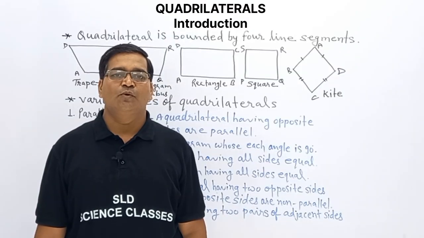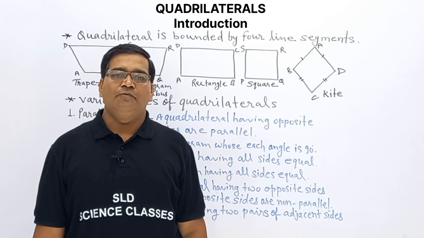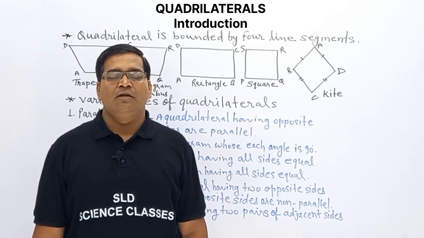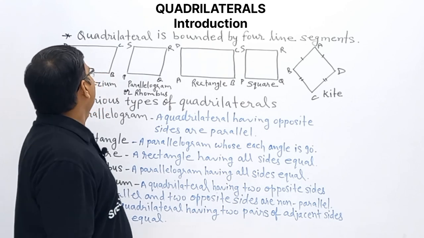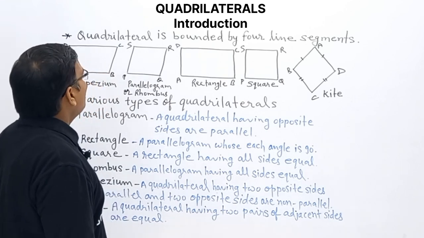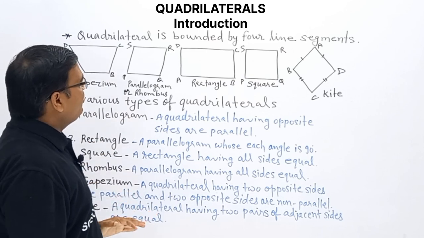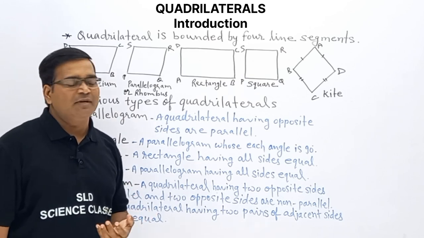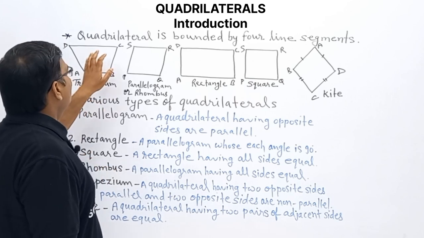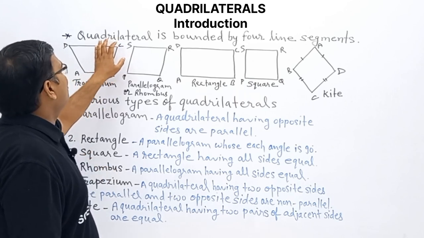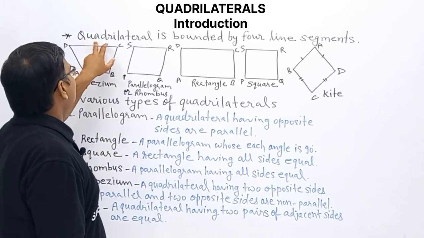In this class, we are going to discuss the introduction of quadrilaterals, chapter 8. So, observe this topic, quadrilateral. What about the quadrilateral? Various types of the quadrilaterals we will discuss in this class. So, observe carefully. First we should know the definition of the quadrilateral. So what is the definition of the quadrilateral?